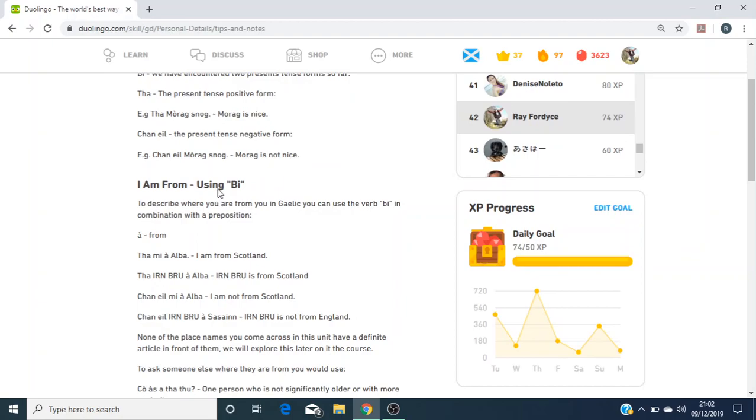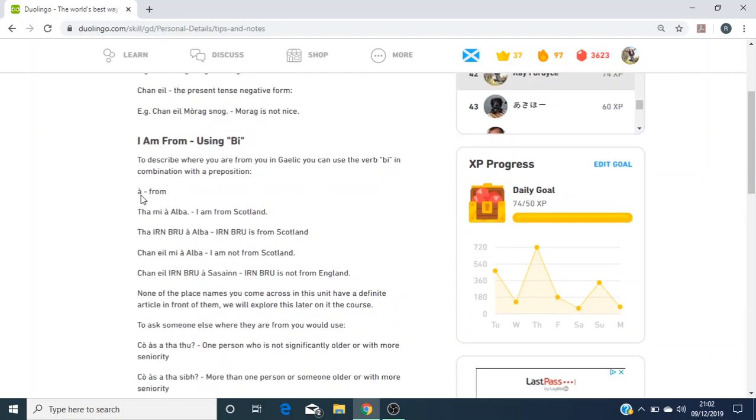So, I am from, using be. To describe where you are from in Gaelic, you can use the verb be in combination with a preposition.